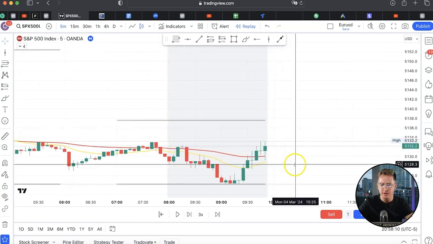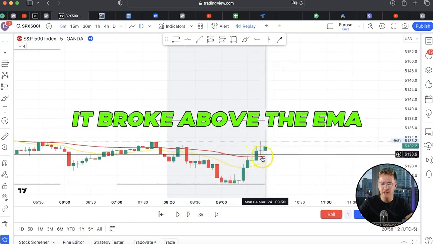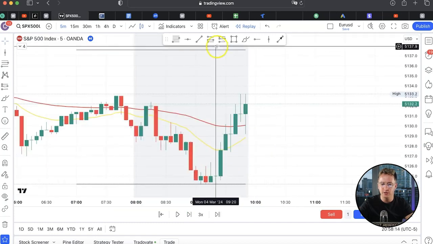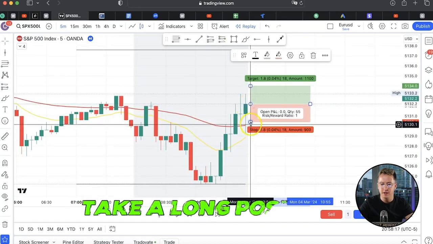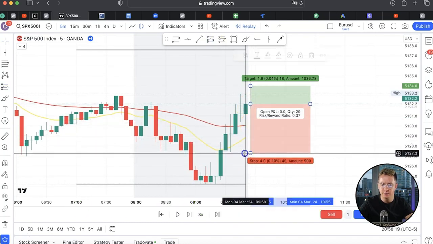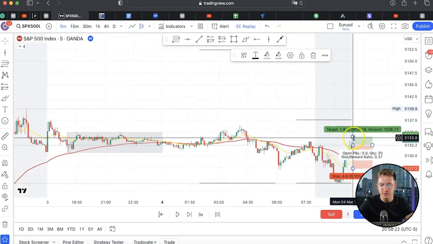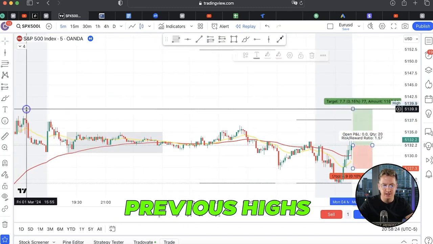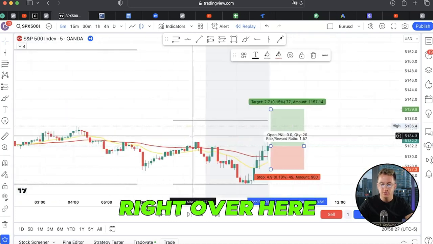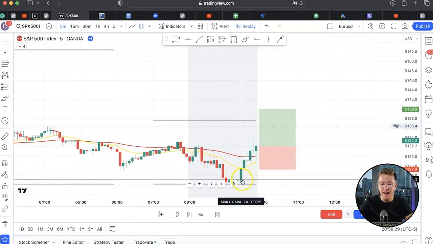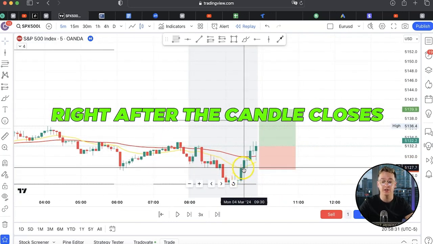And maybe you see this spinning top. It broke above the EMA, signaling that we're in an uptrend. You're like, do you know what? There's my candle right there. I'm going to take a long position, have my stops right below here. And then for my take profit, I'm going to just aim for these previous highs right over here. So you could be trading at the market open right after the candle closes.